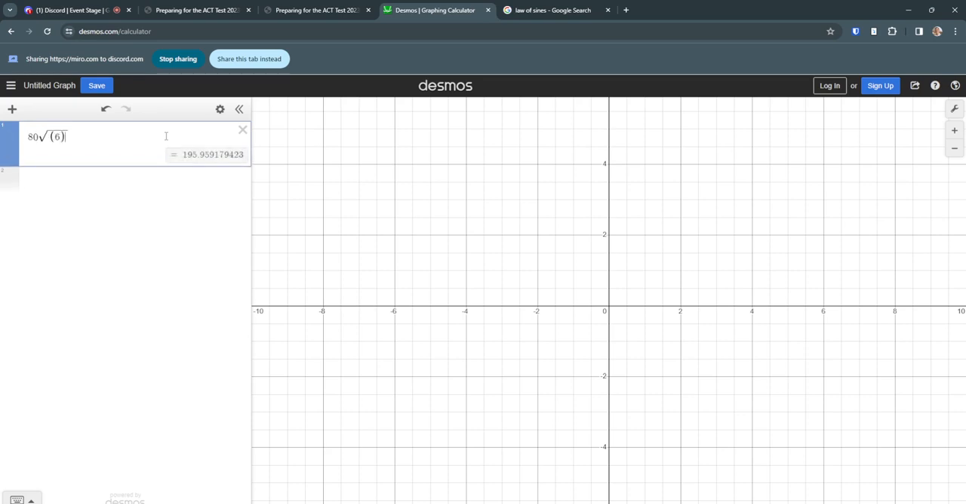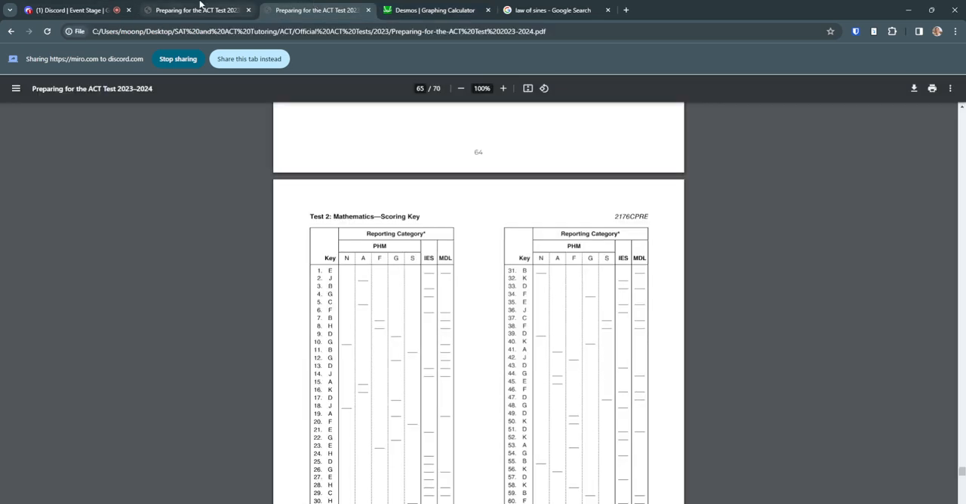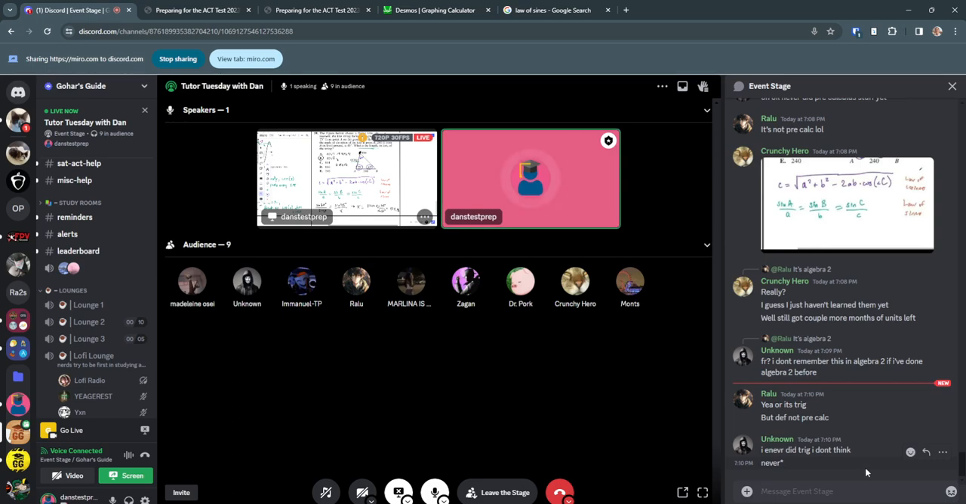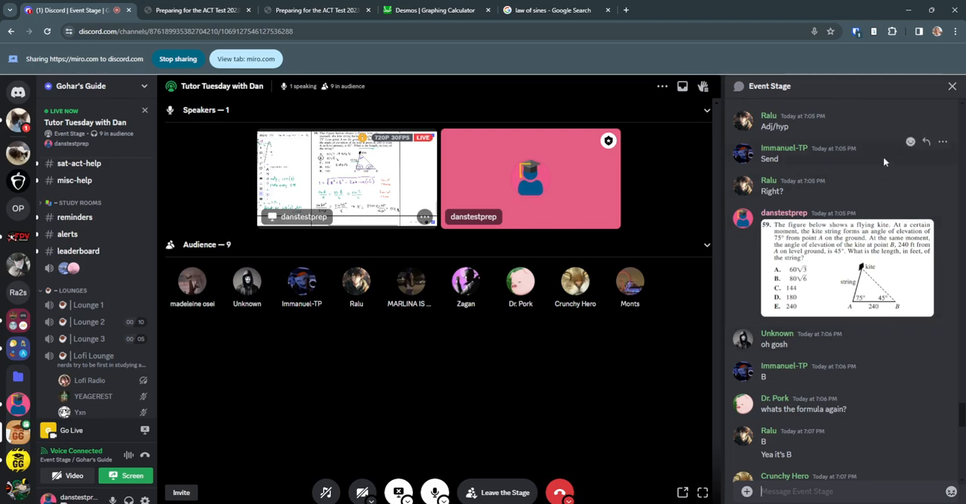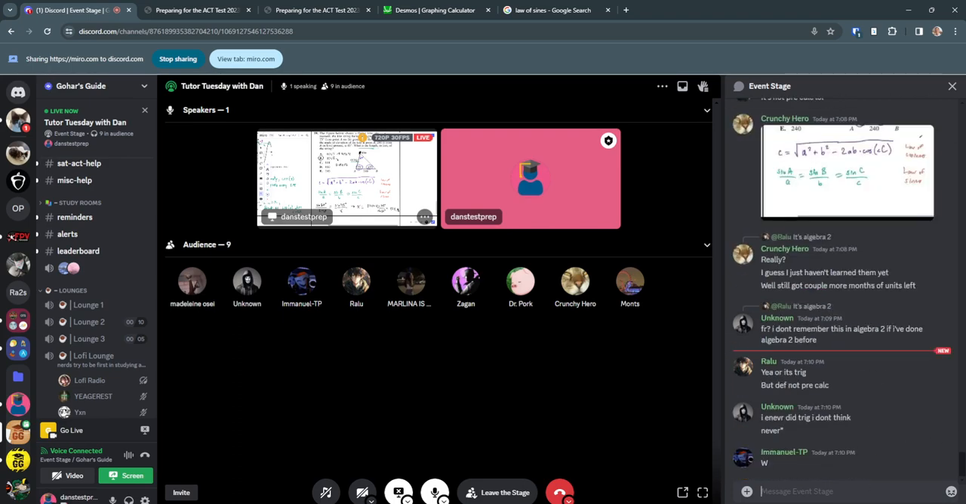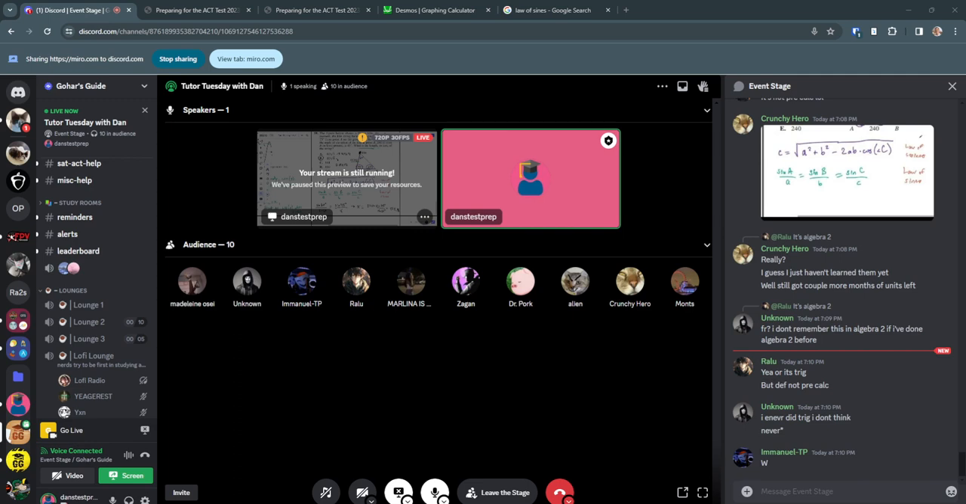But if I evaluate these, 80 square root 6 is around 195.96. 60 square root 3 obviously is not that. It's around 103.92. So yeah, for 59, we're left with answer choice B. Yeah, different formulas you can use, law of sines, law of cosines. Fortunately, we can do it with law of sines here.